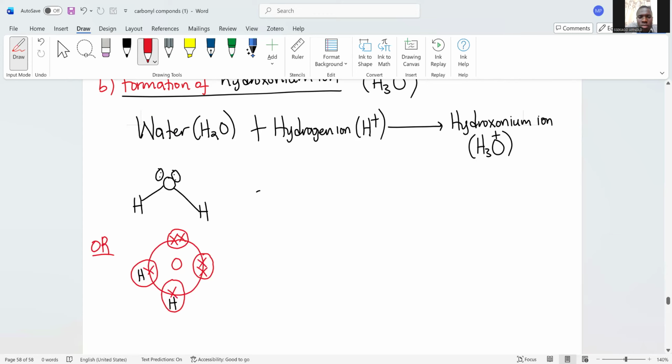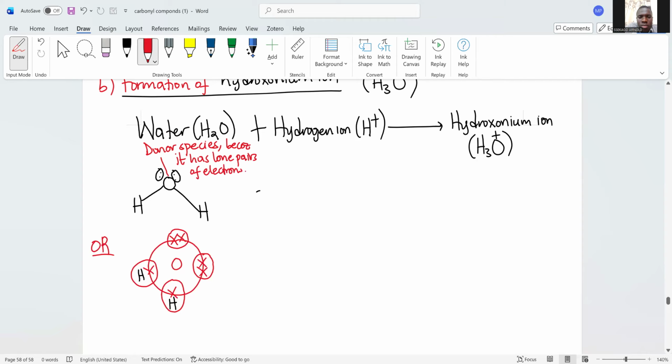Then hydrogen ion, what does this mean? In this case, it implies that here is where we have the donor species. Why am I calling it the donor species? Because it has lone pairs of electrons.